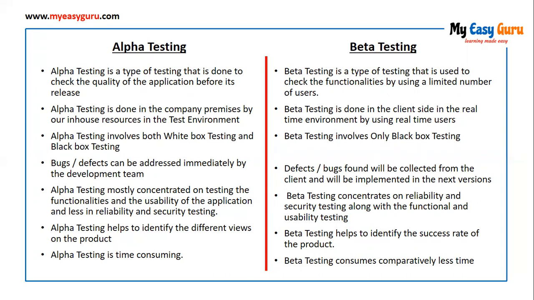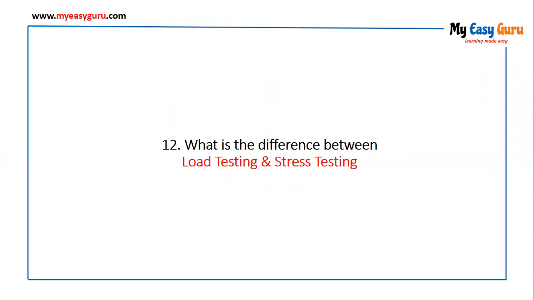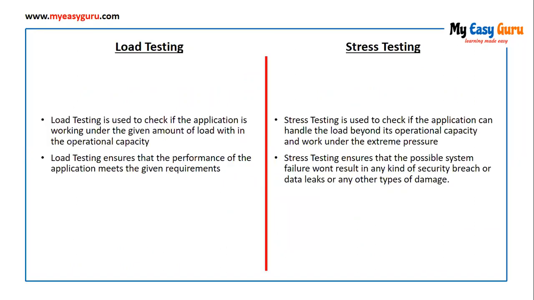Alpha testing helps to identify the different views on the product, while beta testing helps to identify the success rate of the product. Alpha testing is time consuming, while beta testing consumes comparatively less time. So everyone keep one thing in mind. In alpha testing, we test the application in the company premises in the test environment, while in beta testing, the application is tested at the customer's client side.